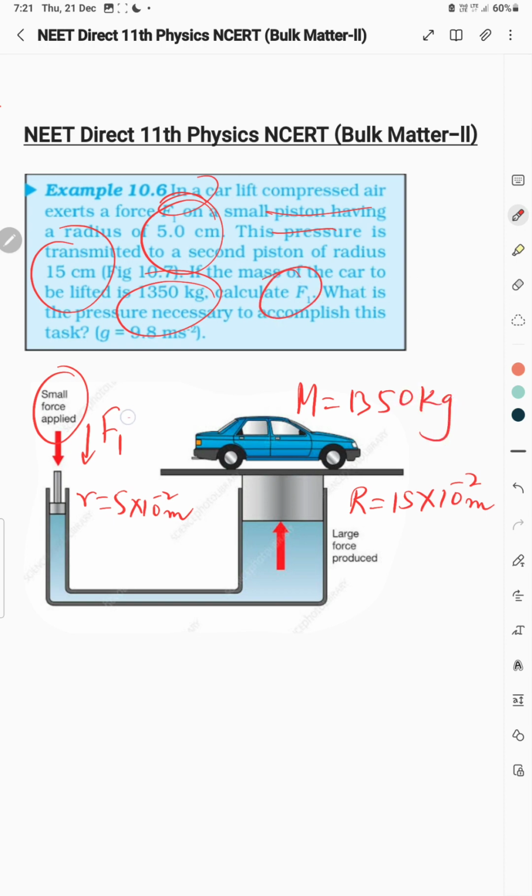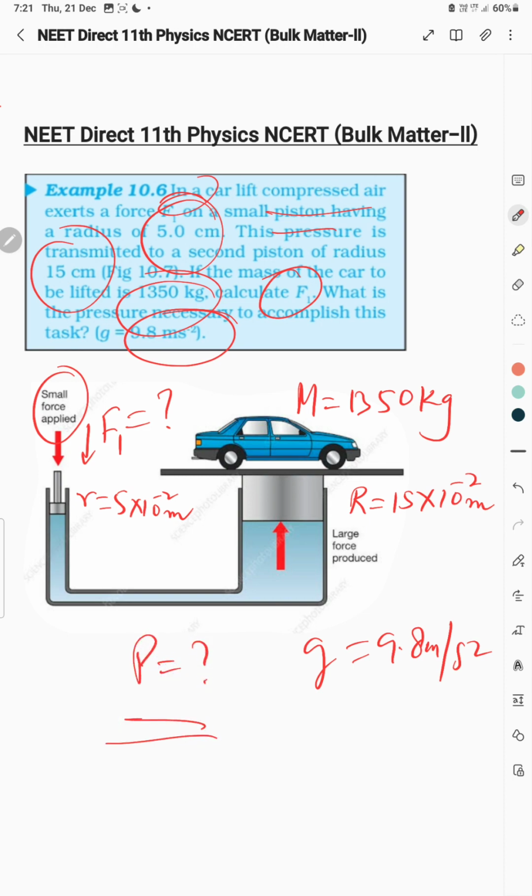You have to calculate F1. What is the pressure necessary to accomplish this task? Take g as 9.8 meter per second square. It's written over there. What's the pressure required? So I have written all the data in front of the figure. Now we are able to do this problem very effectively and easily.